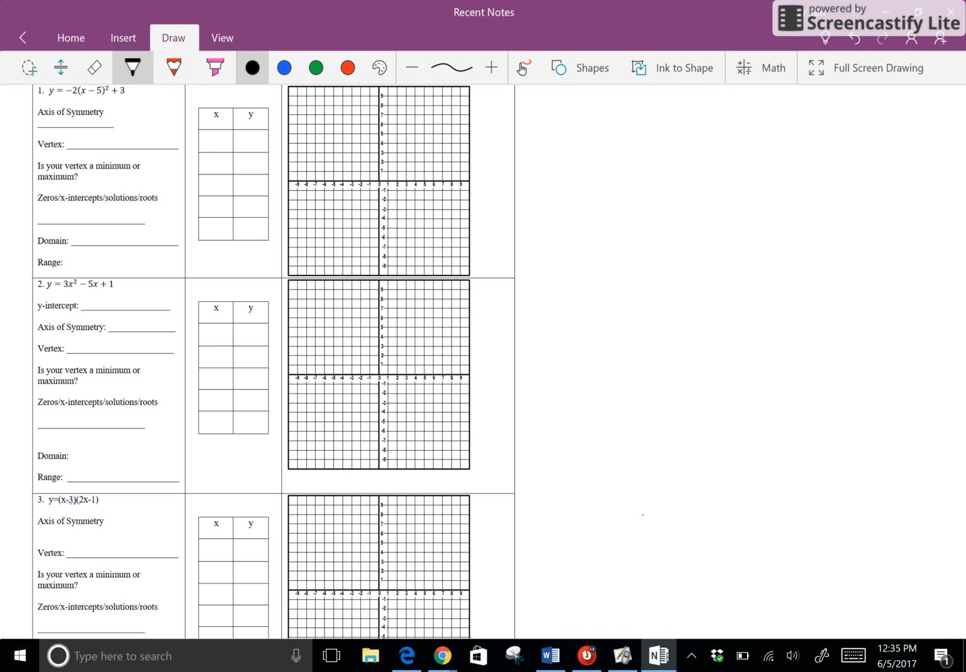So from vertex form, I know that that's my K, and then the opposite of what I see is my H. So my vertex is H comma K. In this case, the opposite of -5 is 5. And then 3 is exactly what I see. Now from there, I can see that my axis of symmetry is my H value. So x equals 5.